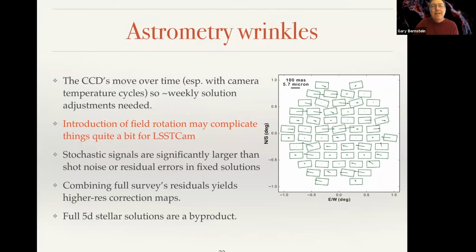Okay, so another thing that's different for astrometry from photometry is that the stochastic signals from the atmosphere are much larger than the shot noise or residual errors in the fixed solutions for a single exposure of a bright star.